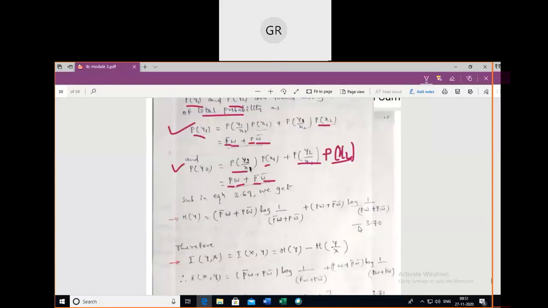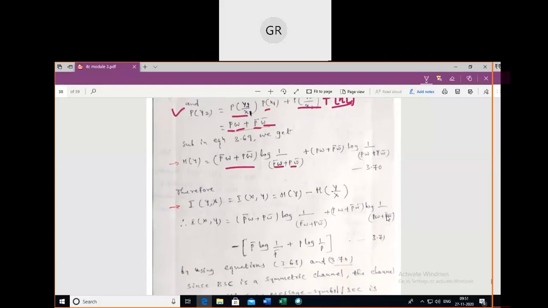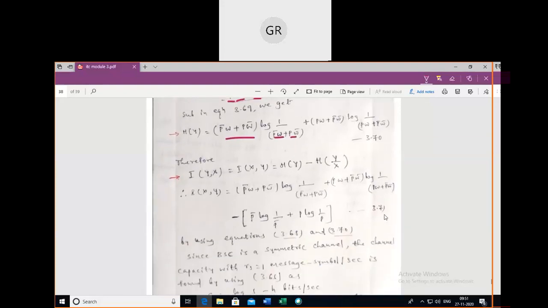Okay, then here you can write, I will substitute these values in the H of y equation. Here P bar W plus PW bar, substitute here: P bar W plus PW bar, log of 1 divided by P bar W plus PW bar, plus PW plus P bar W bar, log of 1 divided by PW plus P bar W bar. Here we are discussing the capacity.